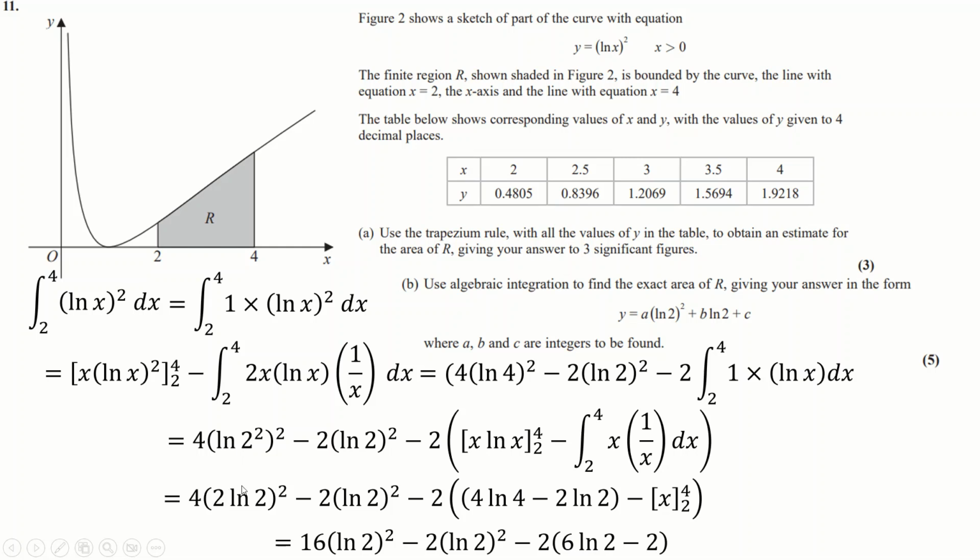Now this is 2 squared is 4, times this 4 is then 16. Remember, you have to square first. So we get 16 log 2 squared. Then we get this here is just minus 2 log 2 squared, which makes 14 log 2 all squared. And then minus 12 log 2 plus 4 will be our final answer. Good, and so we have the answer in the way they wanted.